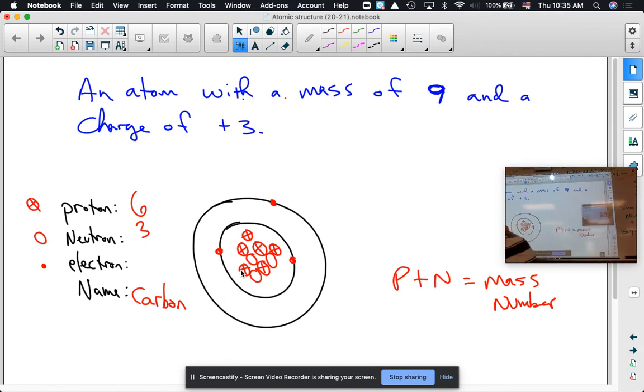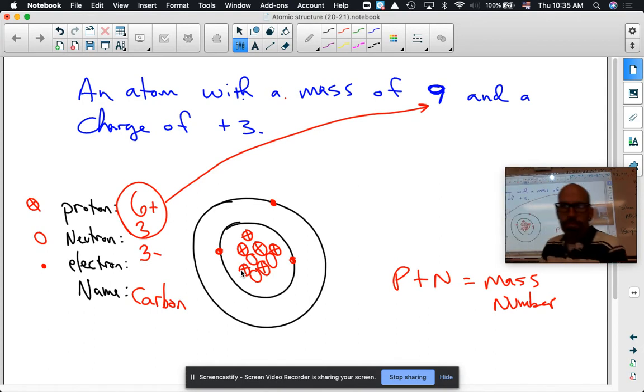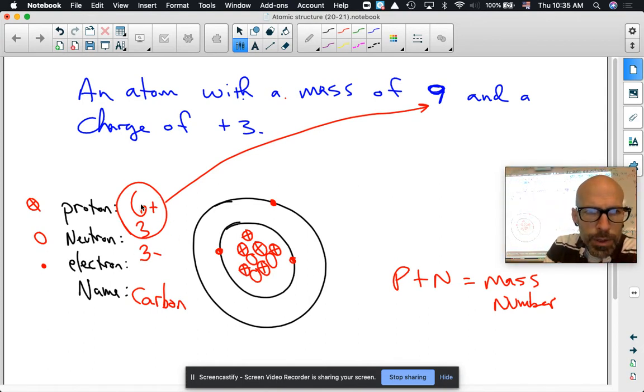So, me putting 3 here, again, these two combined have to total the 9. But protons are positive, electrons are negative, which you're supposed to know. And so the balance between the proton and the electron means that we have 3 more pluses than minuses. All right. To get a plus 3, we have to have 3 fewer electrons than what we had in protons.